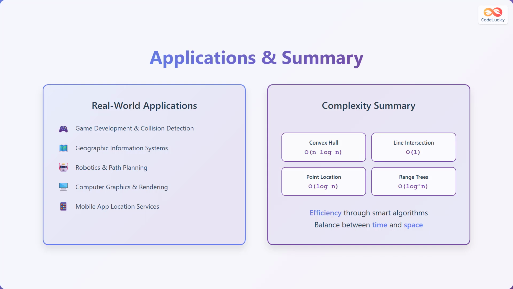Computational geometry finds applications in various real-world domains. Game development uses collision detection and path planning, and geographic information systems use spatial data analysis and mapping. Robotics uses path planning and object recognition. Computer graphics rendering and mobile app location services also utilize its geometric algorithms. The complexity summary shows the time complexity for different algorithms. Convex hull has O(n log n), line intersection has O(1), point location has O(log n), and range trees has O(log² n). In conclusion, efficiency can be achieved through smart algorithms by balancing time and space.